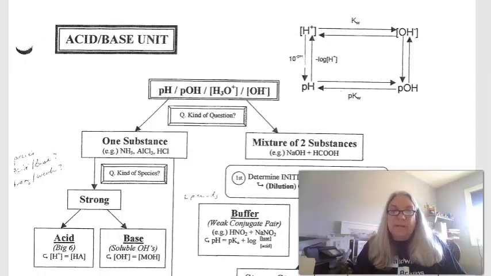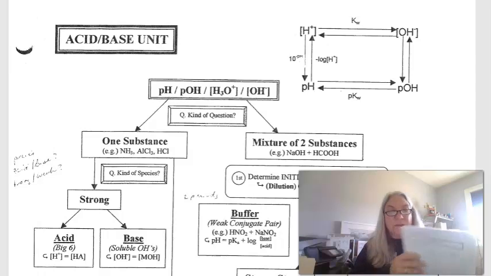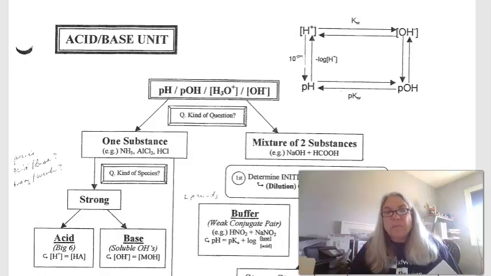This is from chapter 14 of Zumdahl. For everyone, what you need to have out is the flowchart you see in the picture, along with the problems that I gave you in the packet. In this video, I'm going to go over how you work on all of those questions. Hopefully, it'll make chapter 14 make more sense.